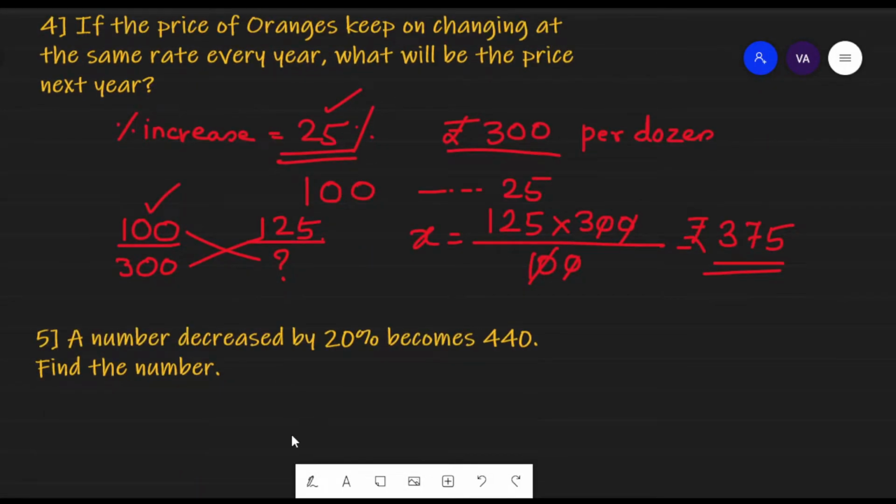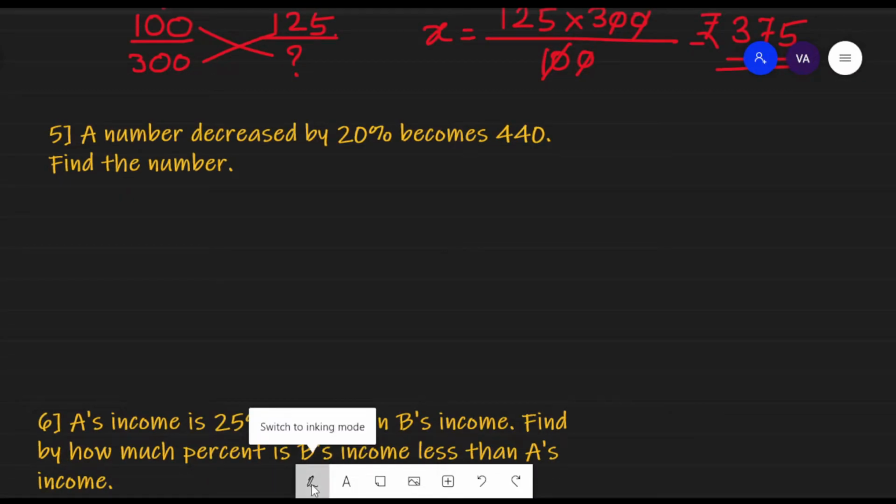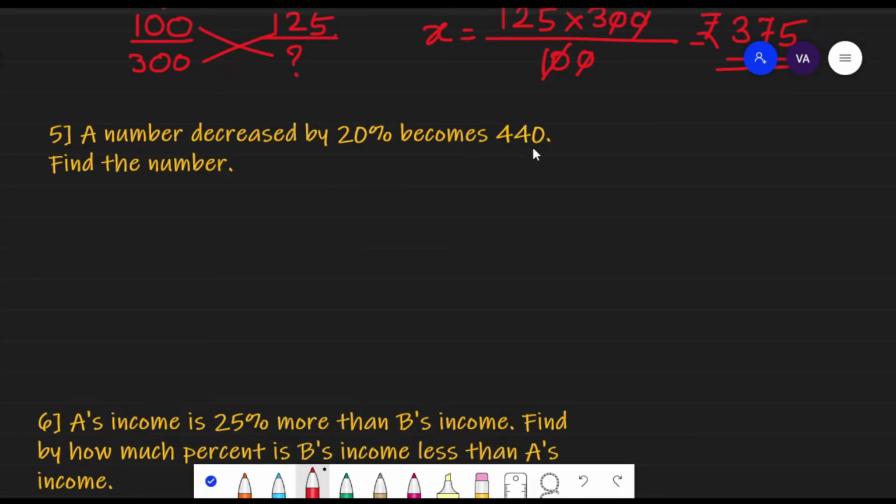Let's see the next problem. A number decreased by 20% becomes 440. Find the number. Here also we will do it by the above method, the cross multiplication method. Let the number be 100. If the number was 100, it is decreased by 20 per 100. Percent means per 100. So 100 minus 20, now the number has become 80. So the new number is 80 now.